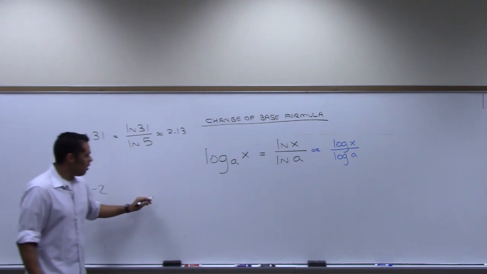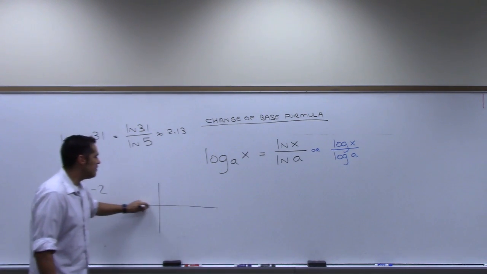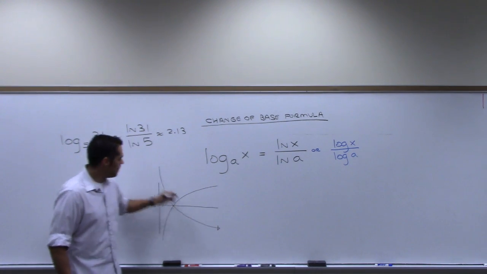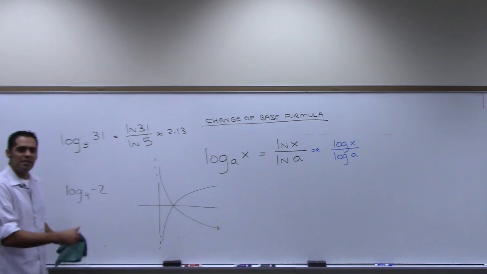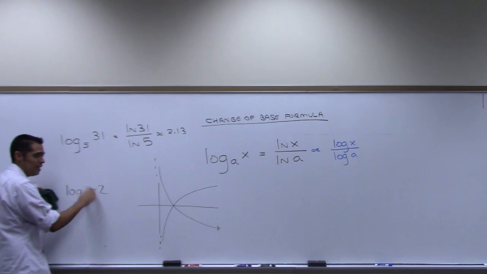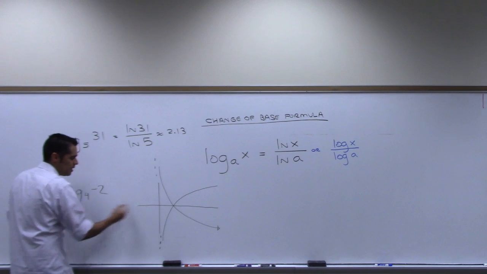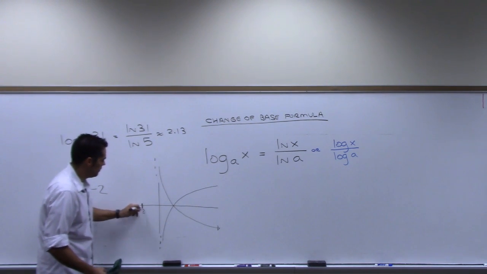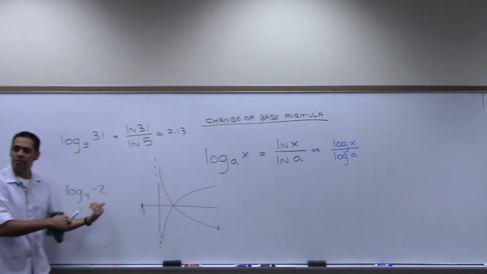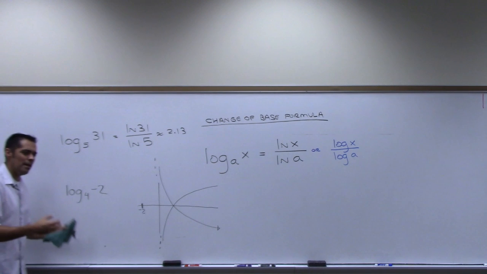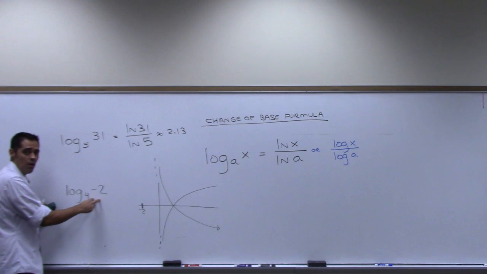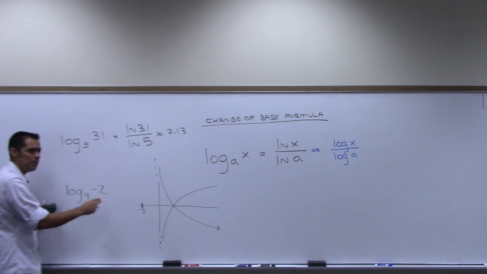What did we say all log functions look like? If we graph them, they're either going to look like this, or they're going to look like this. Remember that? We had a vertical asymptote here. What we're asking is, what happens if you plug negative 2 into a log? So negative 2 is over here, and there's no graph over here. This function doesn't exist. We didn't talk a lot in this class about domains and ranges, but basically this is an invalid input. You cannot put a negative number into a log.